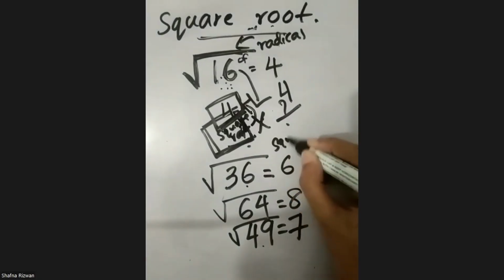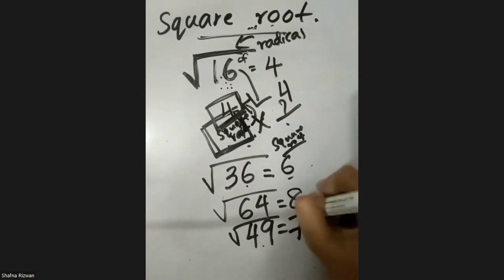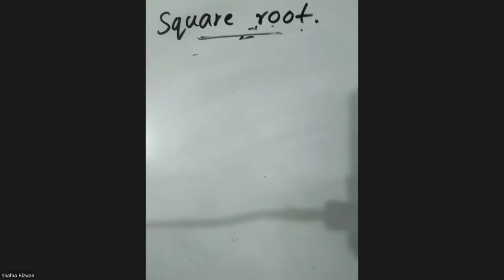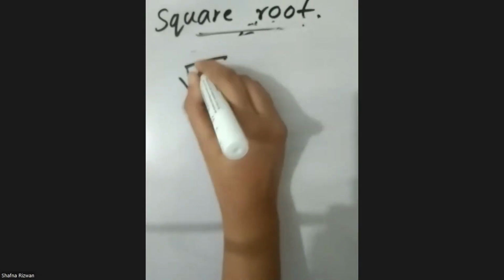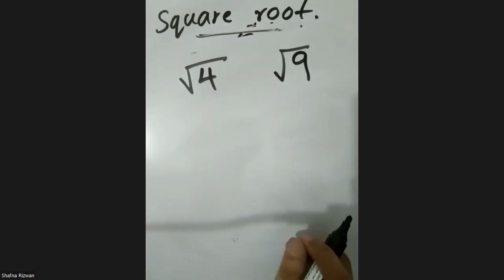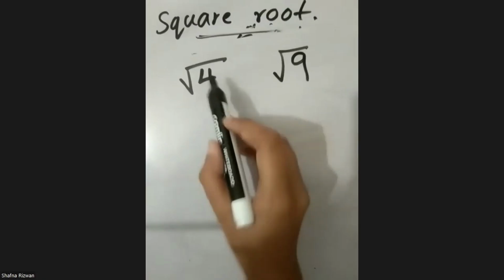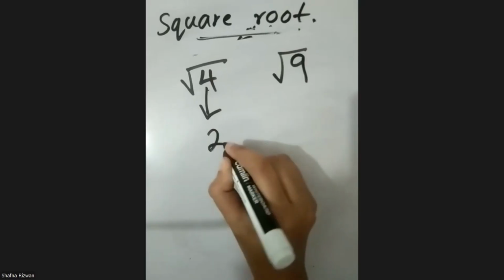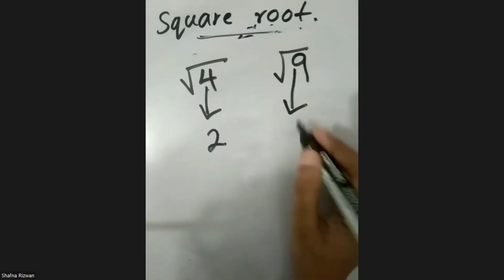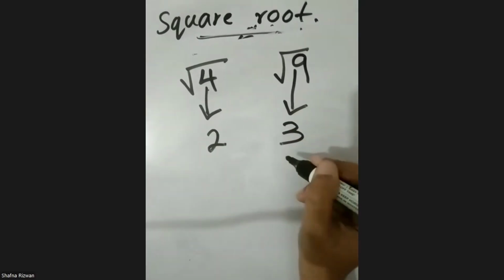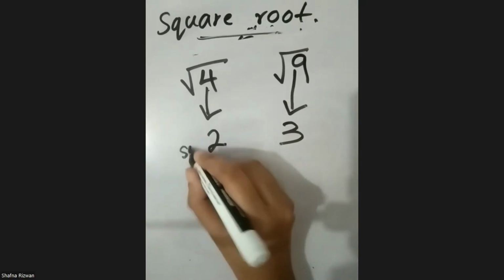For those numbers you can easily find the square root like this. But let's say, for an example, I am taking 4 as my number, and again I'm taking 9 as my number. Now say, what is the square root of the number 4? That is 2. And what's the square root of 9? That is 3. So these are your square roots.